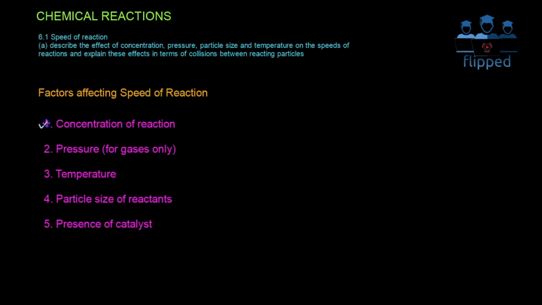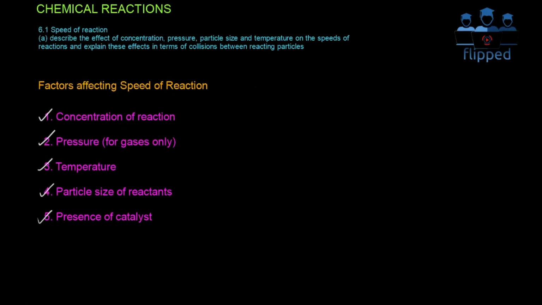First is the concentration of the reactants themselves. Next is pressure, and there's temperature, particle size of the reactants, whether they are big or small, and the presence of catalysts. So we'll go into each of them in detail in the next video. But to actually take into account all these factors, there's something we need to know, and that's called the collision theory, which we'll get into right now.